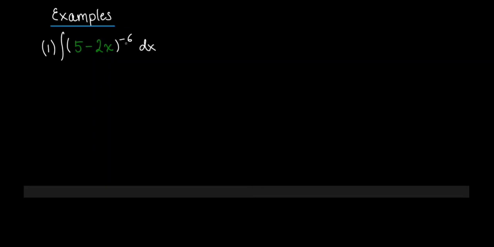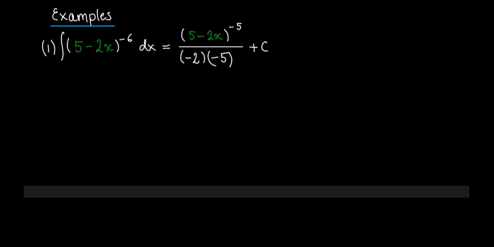For the first one, we're asked to evaluate the integral of 5 minus 2x to the power of negative 6. So first, immediately, according to the power rule, you already know that this is going to be 5 minus 2x to the power of negative 6 plus 1, which is negative 5. And then we also have to divide this thing by negative 5. But then you also know this is not it, because we also have to divide by another number here in the bottom. And that number would be the derivative of our inside function 5 minus 2x. In this case, the derivative is simply going to be negative 2.